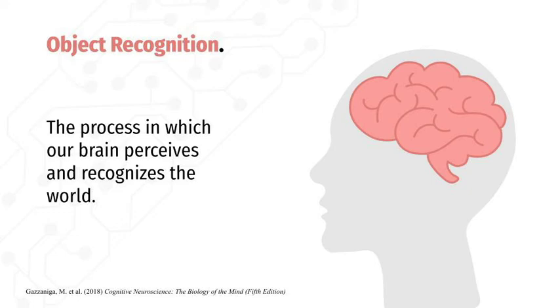Object recognition describes the process in which our brain perceives and recognizes the world, whether this involves recognizing a friend in a crowded room, reading words on a piece of paper, or looking at old photographs. Our ability to visually recognize objects in various situations, then classify them into specific categories, requires a complex interaction of many different brain structures.